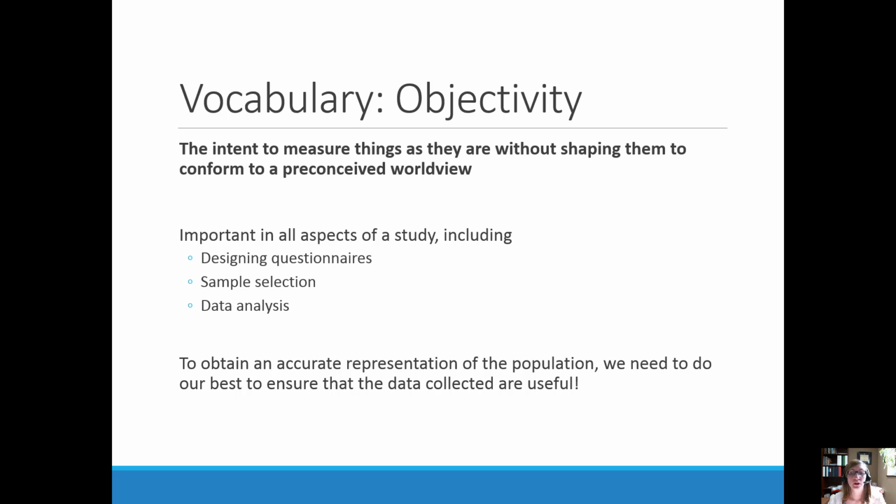When designing questionnaires, one must make sure that the questions do not lead those being surveyed to a specific answer. One should strive for a random sample, or at least a sample that is as unbiased as possible. Data analysis should tell an objective story, not one that the researcher wants to show, but one that is true based on the information. In summary, to obtain an accurate representation of the population, we must do our best to ensure that data collection are useful.